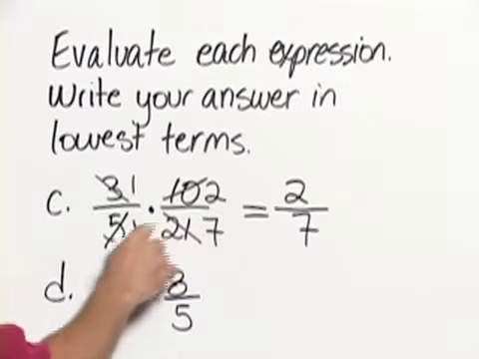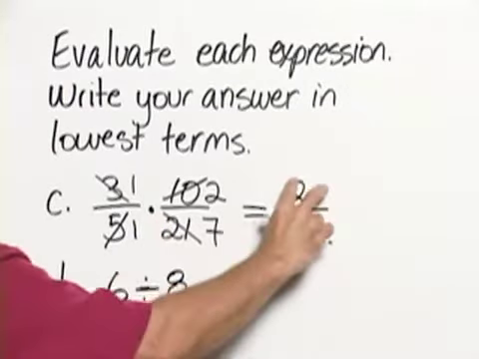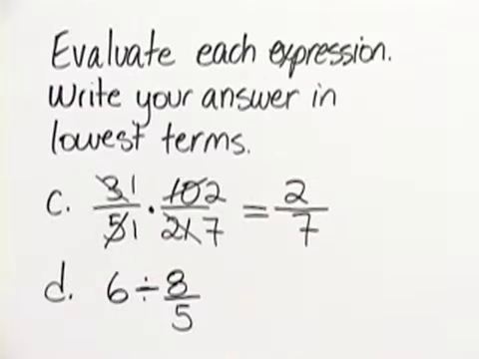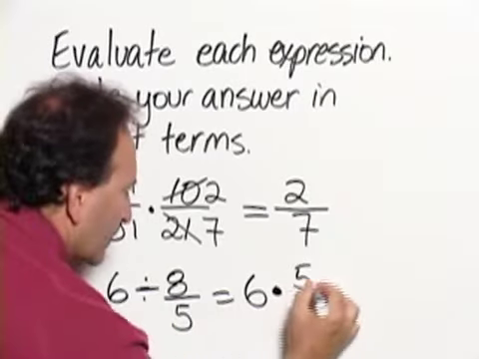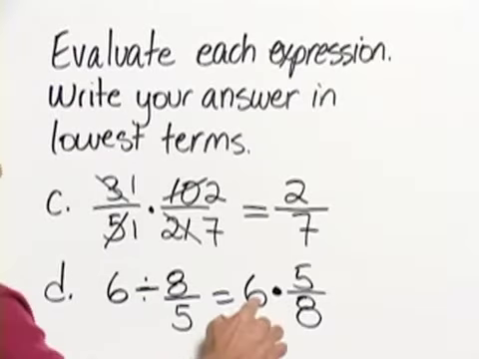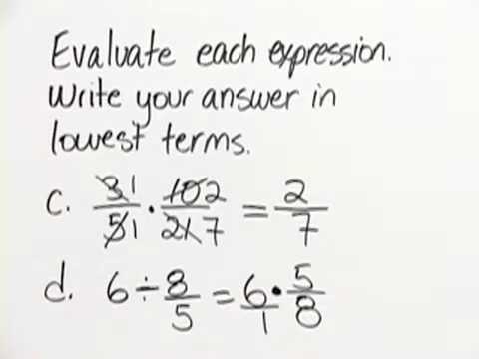Had you not canceled first and multiplied, you could then reduce that answer and eventually end up with it equaling 2/7. Now for part D, it's a division problem. 6 divided by 8/5. Remember that with division of fractions, we change it to multiplication, and we take the divisor, which in this case is 8/5, and write it as its reciprocal, in this case 5/8. Recall that when you have a whole number, it's as if there is a 1 underneath it.